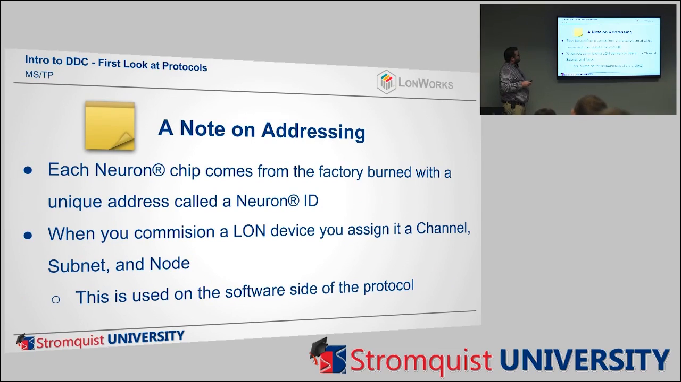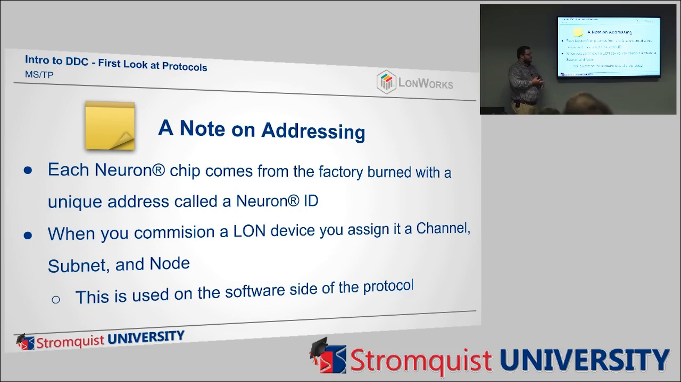So a little note on LAN addressing. Like I said, each chip comes burned with a unique address. And both in LAN and BACnet, there's 2 types of addresses. You have the physical address for the wire, and then you have the software address. In LAN, the physical address is the Neuron ID, and that's what you have on all those chips that's burned in. The software address is what the whole system sees, and that's the channel, subnet, and node.